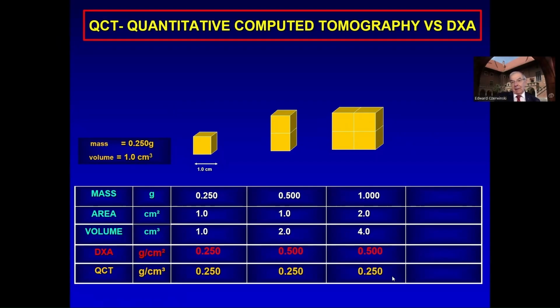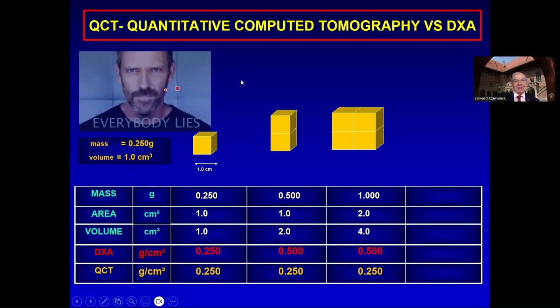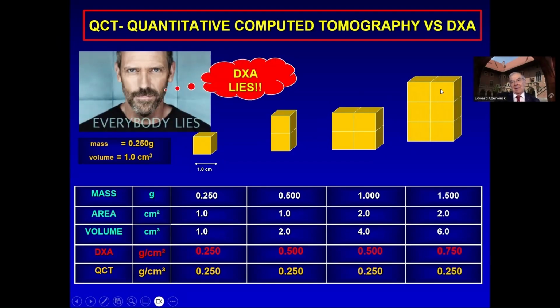So QCT will tell us it is still 1 cubic centimeter, with weight not 250, but DEXA will say, oh, no, it is 500. That means DEXA lies. And even more, if we have 6 square centimeters, DEXA will tell you the weight is 750, and QCT not 250.